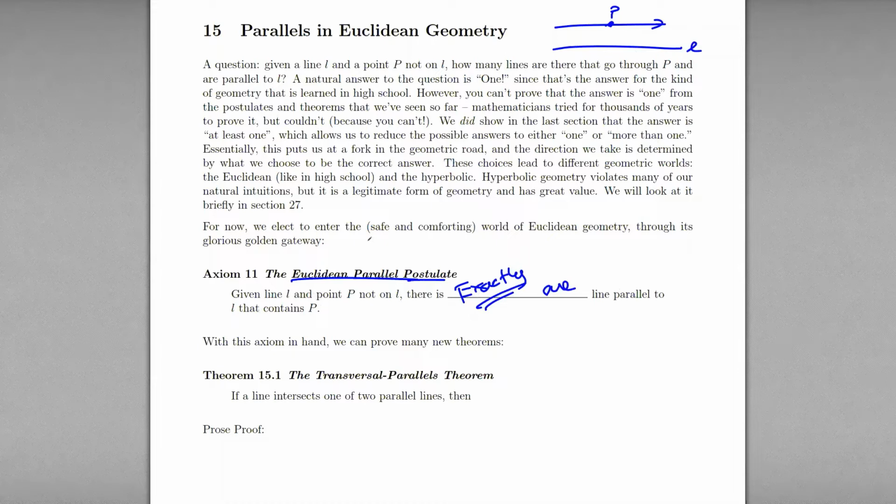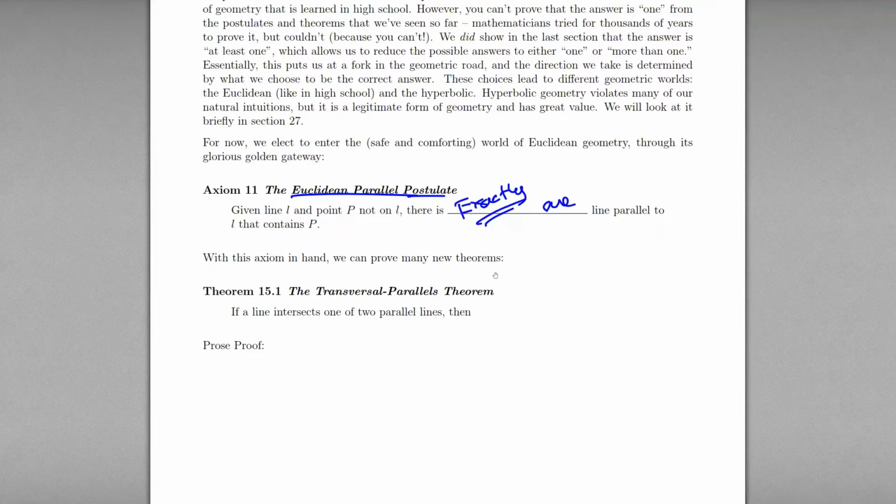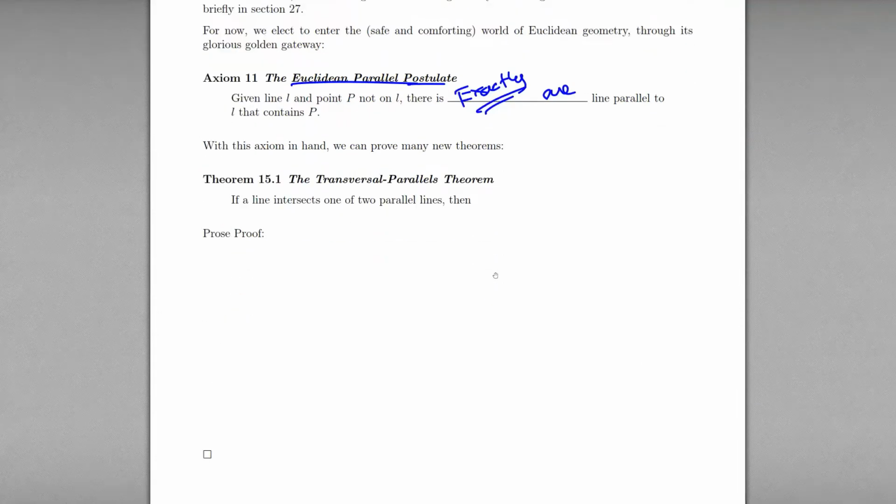So now that we have this, we can do quite a bit. We get the converse of the theorems that we looked at in the previous sections, along with just the usual things that we would have with Euclidean geometry. So we'll take a look at some of those things in this section. All right, so first, the transversal parallels theorem.